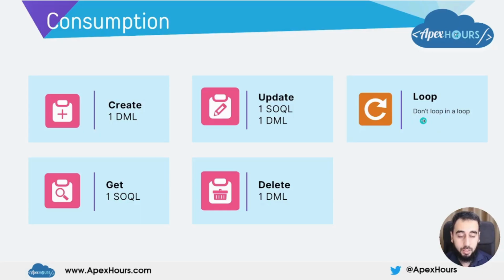A loop doesn't consume a DML or SOQL, but it does take time, and that time counts towards the CPU time, which is another limit that we haven't talked about. It is generally recommended that you do not perform a loop inside another loop, because that takes more time and you risk hitting the CPU time limit. We also have a get element, which consumes 1 SOQL, and the delete element, which consumes 1 DML.